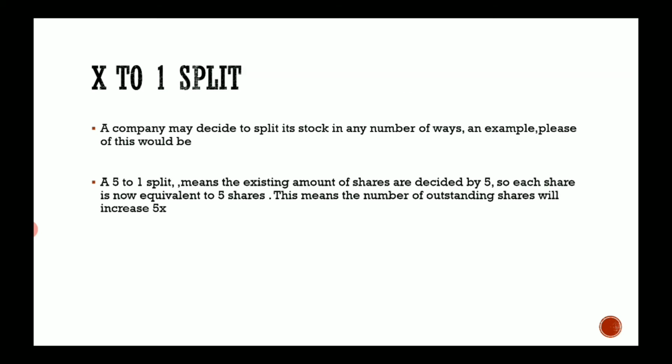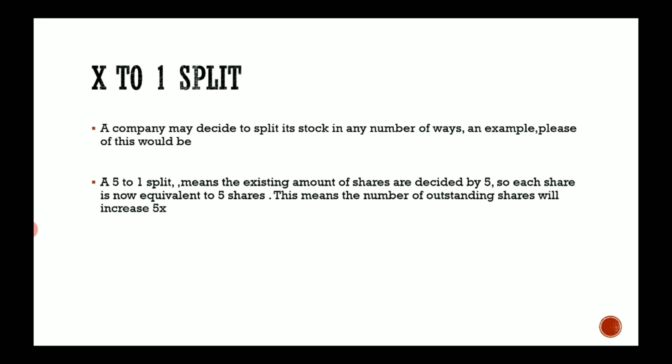So moving on, we're going to go for an X to 1 split. So obviously X is a number that we don't know, but I'm going to be explaining it here. So a company may decide to split its stock in a number of ways. So for example, we can have a 10 to 1 split, 100 to 1 split, 1,000 to 1 split, 3 to 1 split, any kind of number that you want. And that's just how many shares has been divided in from the initial number.